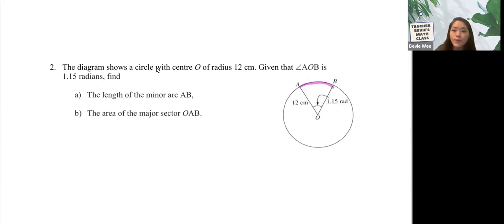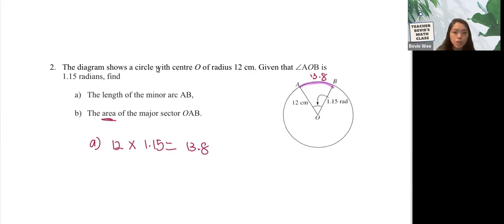What's the formula for arc length? R theta. Very simple. Just R theta. So very easy. R is 12. Theta is 1.15. That's it. Easy or not? 13.8. That's all.